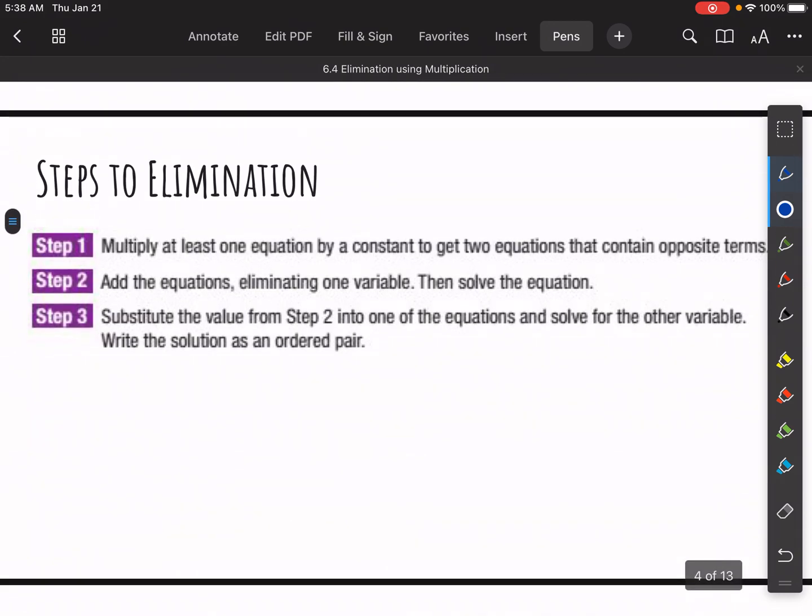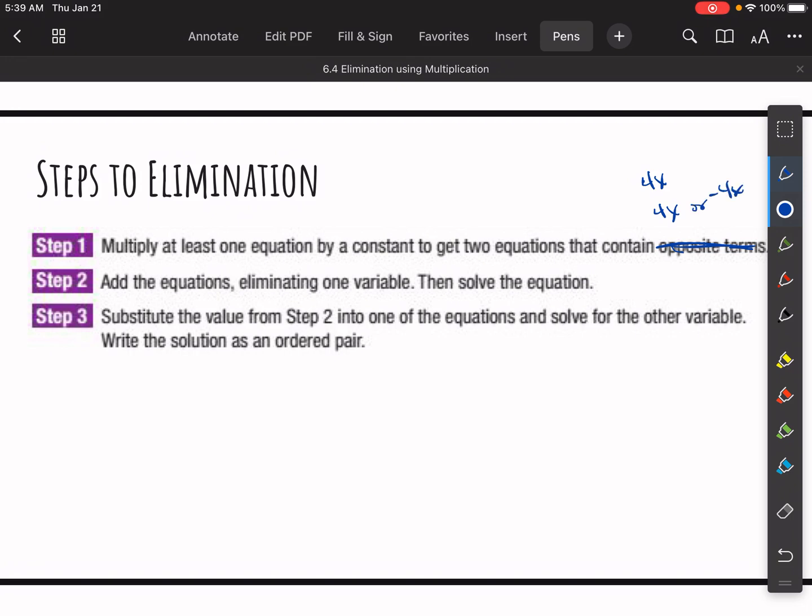Okay, so some steps to elimination. I don't love these steps. I wouldn't put these down word for word into my notes or anything. But the first step is to multiply at least one equation by a constant to get two equations that contain either the same term or the same term with opposite signs. So I don't like how they said the opposite terms. Meaning, if you have a 4x and you want to get a 4x in the other equation, you'd multiply it by something to get you a 4x or a negative 4x. That's what it's trying to say.